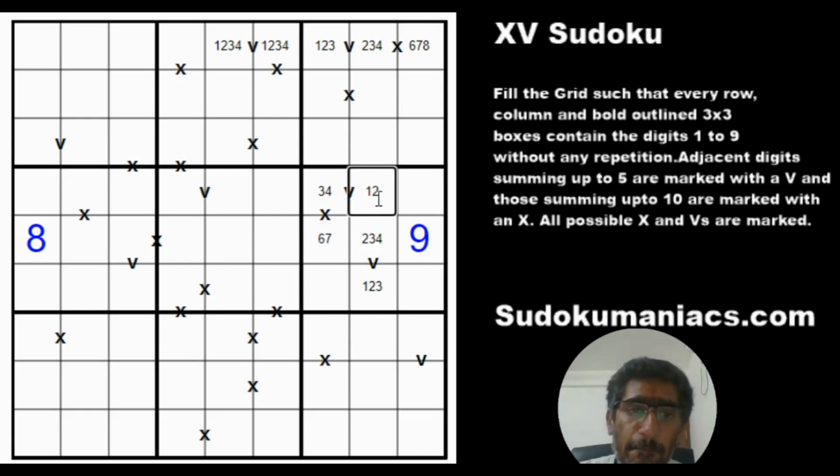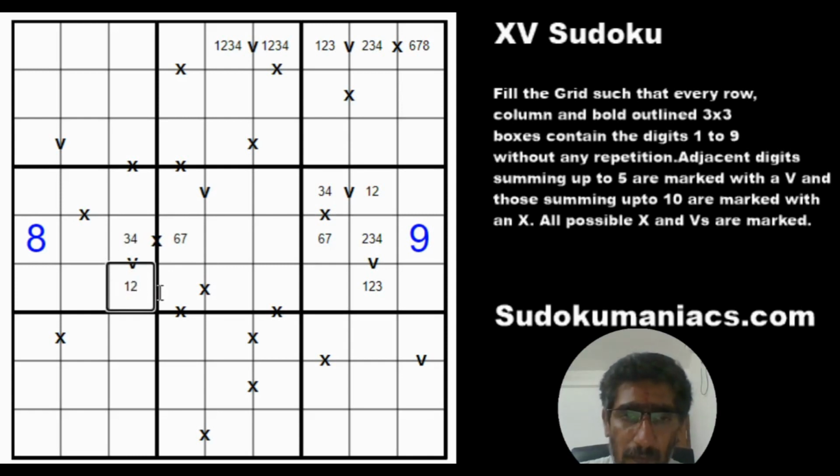So what next? Let's look at this V now. This again is a 1, 2, 3, 4. But just like here, I can't have a 1 or 2 here because that could push an 8 or 9 into R5C4. So that makes R5C3 a 3 and a 4, with this being 1 and 2.